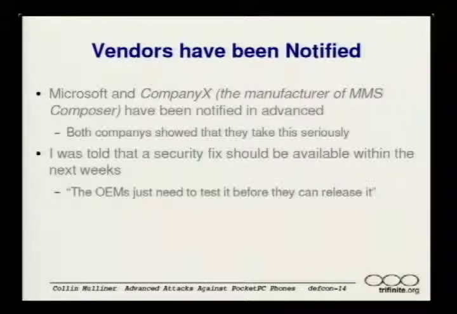So in about a week, they actually managed to bring out a fix, and the fix is now sitting at the OEMs because they need to be tested and approved before they can be released. So as far as I know, they haven't been released. So you have, I guess, maybe a week or two to exploit this. But yeah, do it with your own devices. Not with your owned devices.